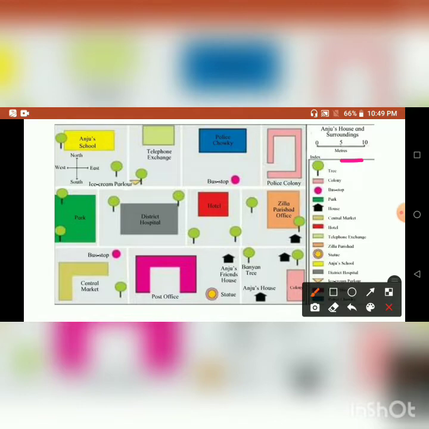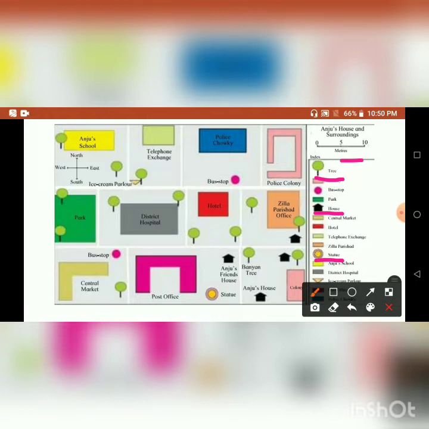These are all symbols. I had asked you a question where you had to draw a symbol for a tree. So this is the symbol for the tree. This is the symbol for the house. This is the symbol for the statue. Dear children, you might have understood your mistake, what you had done in your written work.